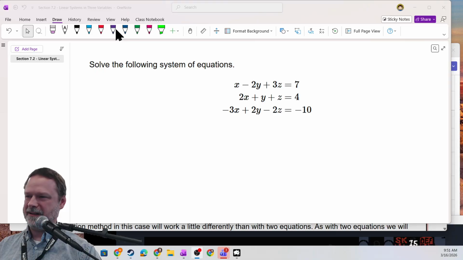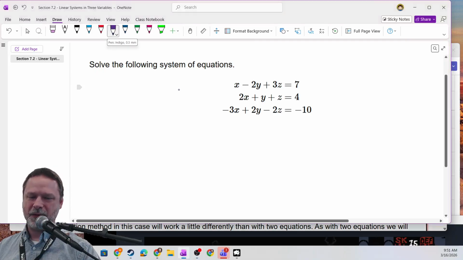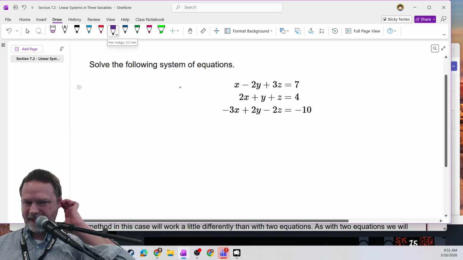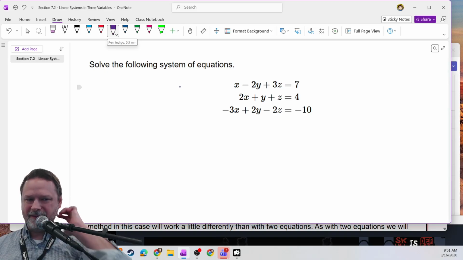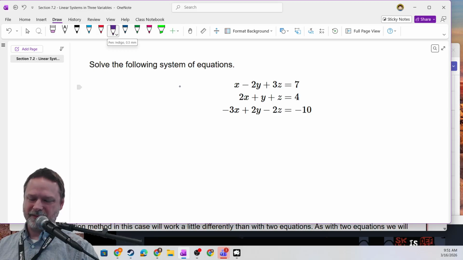We are going to solve a linear system in 3 variables. Now, the minimum requirement for a system with 3 unknowns to have a unique solution is to have 3 equations. 3 equations, 3 unknowns. And this is what we got. So let's start fiddling around with this.